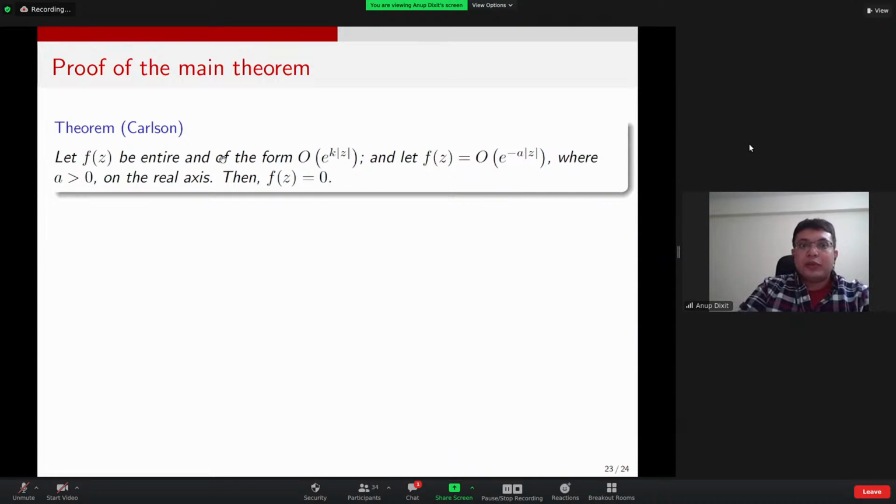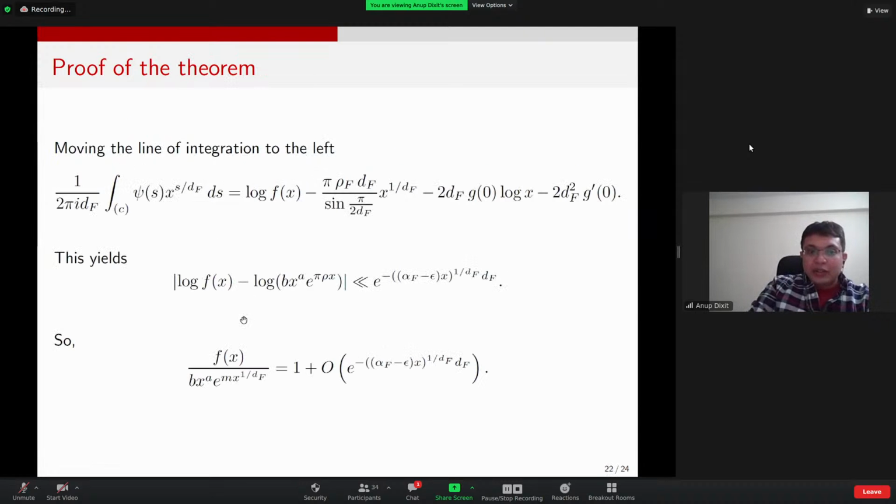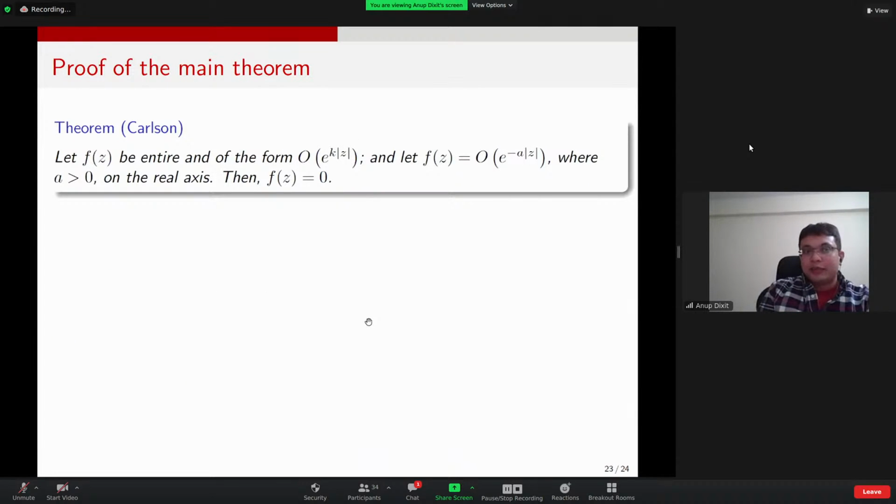Let me remind you what Carlson's theorem is. So Carlson's theorem tells us that, okay, so what exactly are we trying to do? We are trying to say that if this happens, then we can pinpoint what the function f is. If we know that f is an entire function and this kind of a property happens, then we should be able to pinpoint what f is. And we use Carlson's theorem to do that.